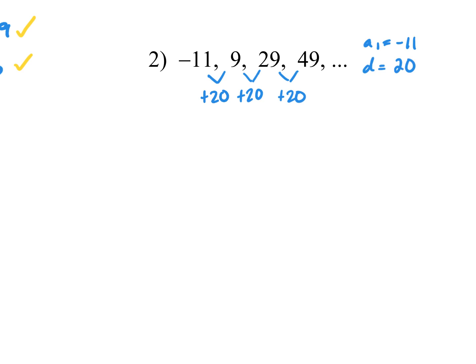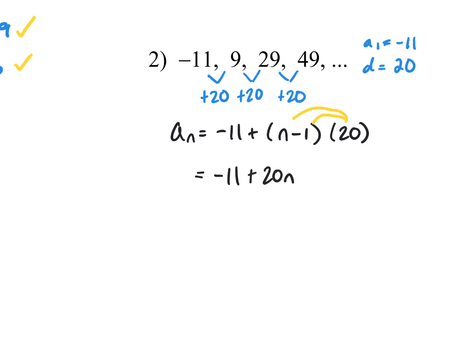Now, we've got those two pieces. Let's come down here and plug them in. So a sub n will equal a1, which is negative 11, plus parentheses n minus 1. Your d value is positive 20. Am I going to stop right there? No. I have to take that 20 and distribute it. So I get negative 11 plus 20n. Negative 1 times 20 becomes negative 20.